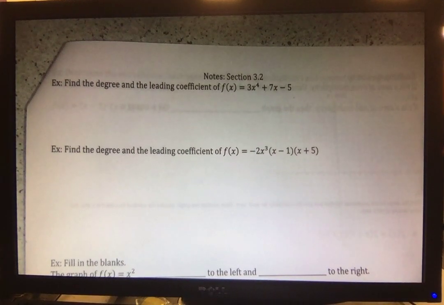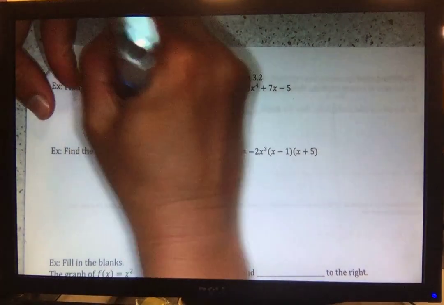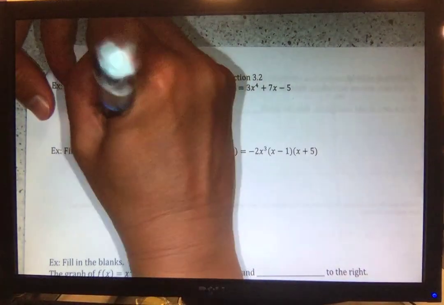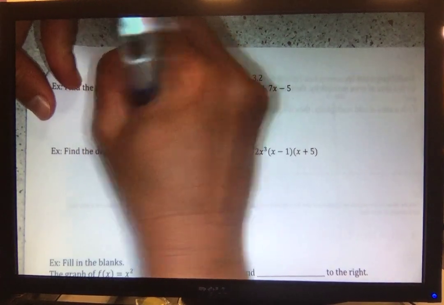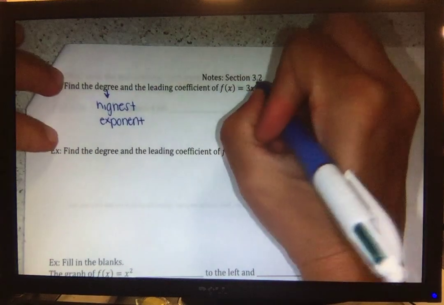So find the degree and the leading coefficient of f of x equals 3x to the fourth plus 7x minus 5. What the degree means: the degree is the highest exponent. Those of you who took intermediate algebra, this should be a review. If you didn't, it should be a review from algebra 2, algebra 1, all that good stuff. So the degree is the highest exponent. Looking at this, what is our degree? 4.